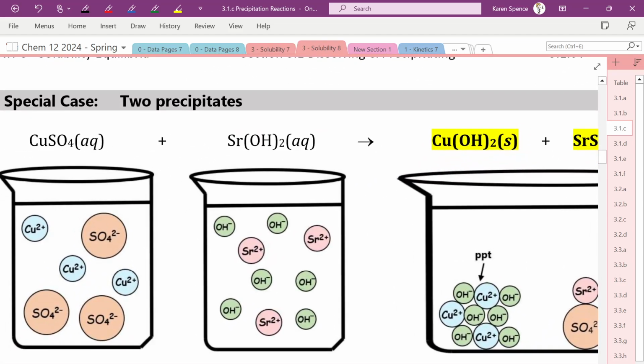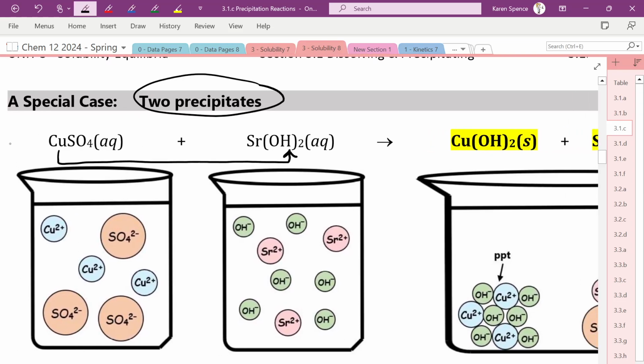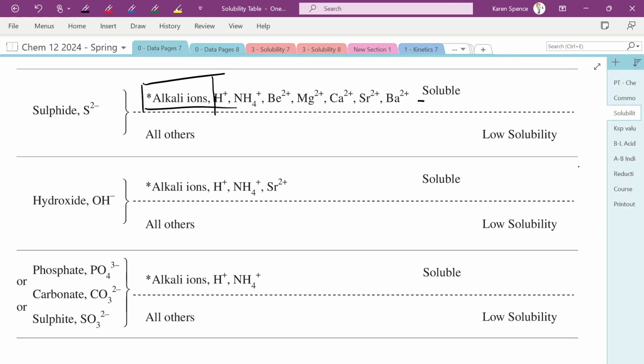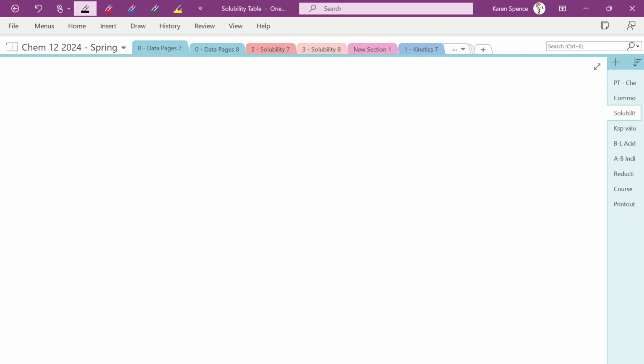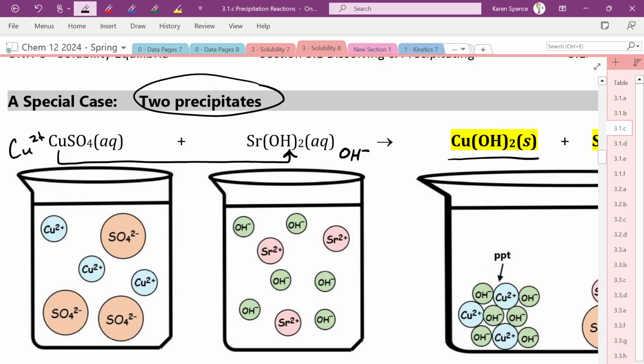Because look what we have here. We have 2 precipitates. When I take my copper 2+ and my OH-, if I look that up, data pages, hydroxide, copper is not up here. It's not an alkali metal. It's none of the other ones. So Cu 2+ is here. So it's going to form a solid. CuOH2 solid.